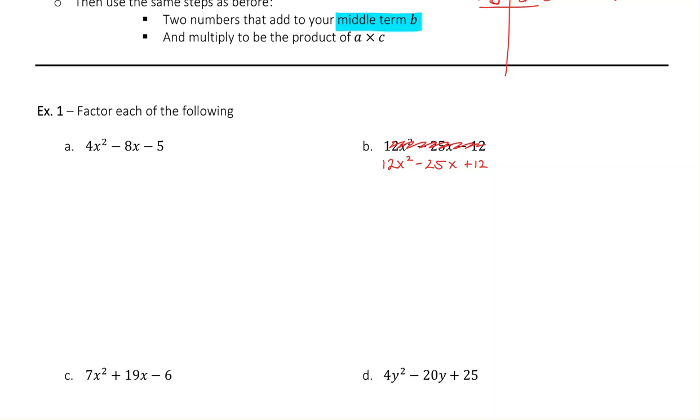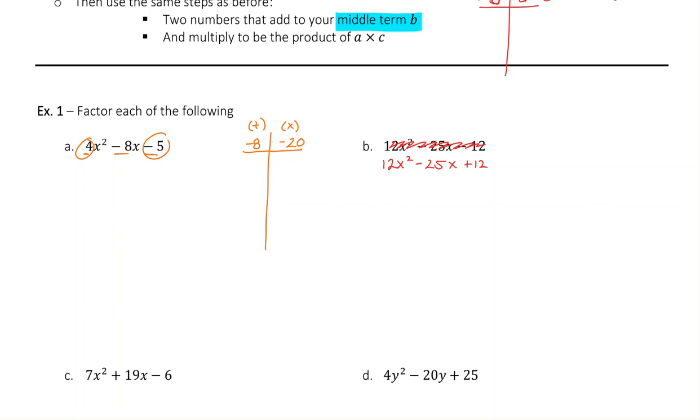What we have here is a quadratic. Our A value is 4, B value is negative 8, and our C value is negative 5. We're still looking for two terms that add to our B value, which is negative 8, and they multiply to whatever A times C is. Well, A is 4, C is negative 5, 4 times negative 5 is negative 20.